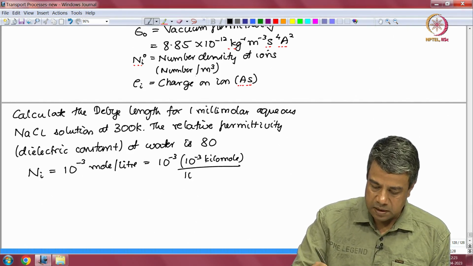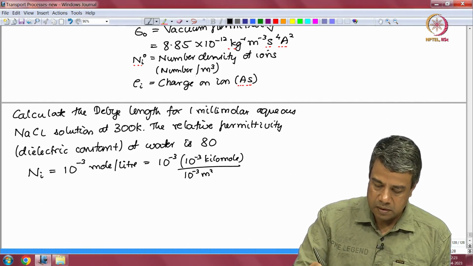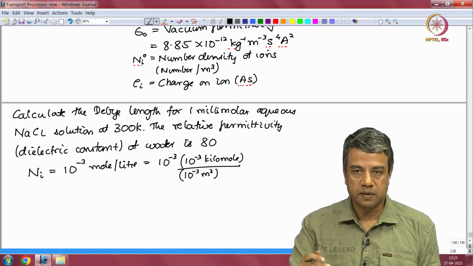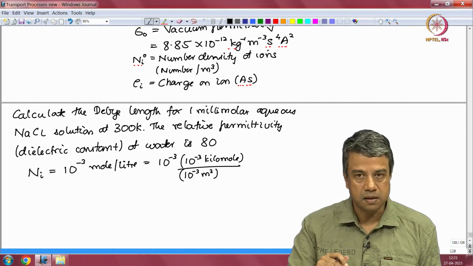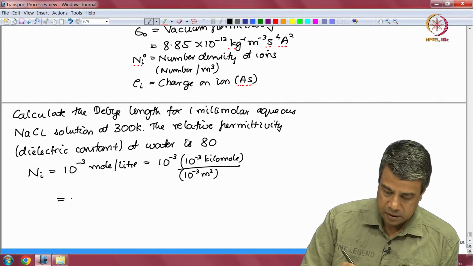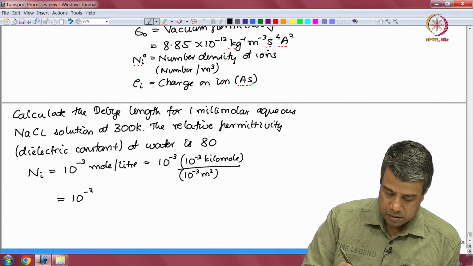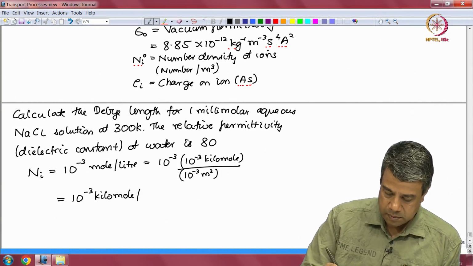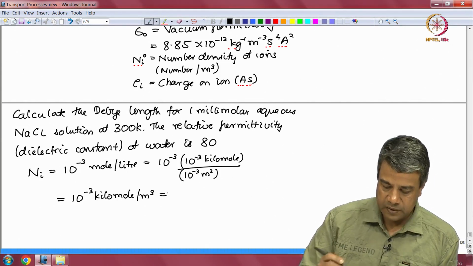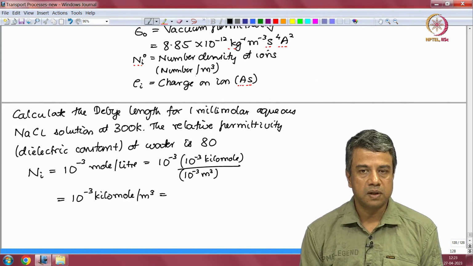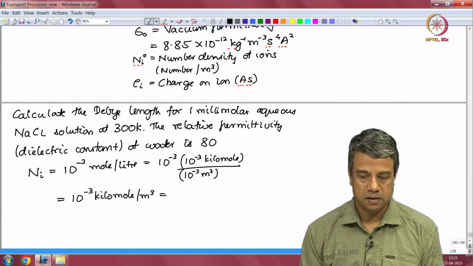And 1 liter is 10 power minus 3 meter cubed. 1 cc, 1 cubic centimeter, is 10 power minus 3 liter, and 1 liter is 10 power minus 3 meter cubed. Per meter cube. 1 kilomole contains 6.023 into 10 power 26 ions.